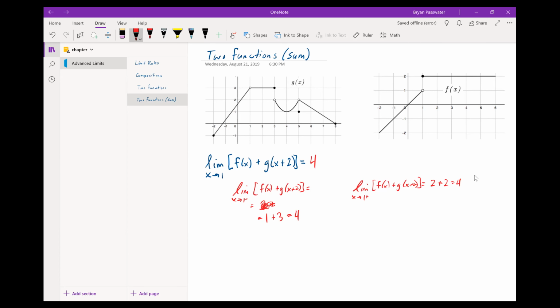I love this idea of telling our kids, look, we're giving you f and we're giving you g, but we're really not asking you a question about either one of those. We're asking you a question about this mysterious h of x function that you can't see.